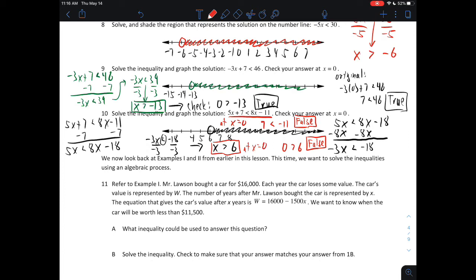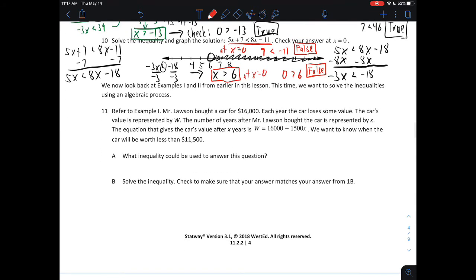So now that we've learned some things about solving inequalities, let's look back at our examples 1 and 2 from earlier in the lesson. This time we want to solve the inequalities using this algebraic process that we just learned about. So number 11, refer to example 1.